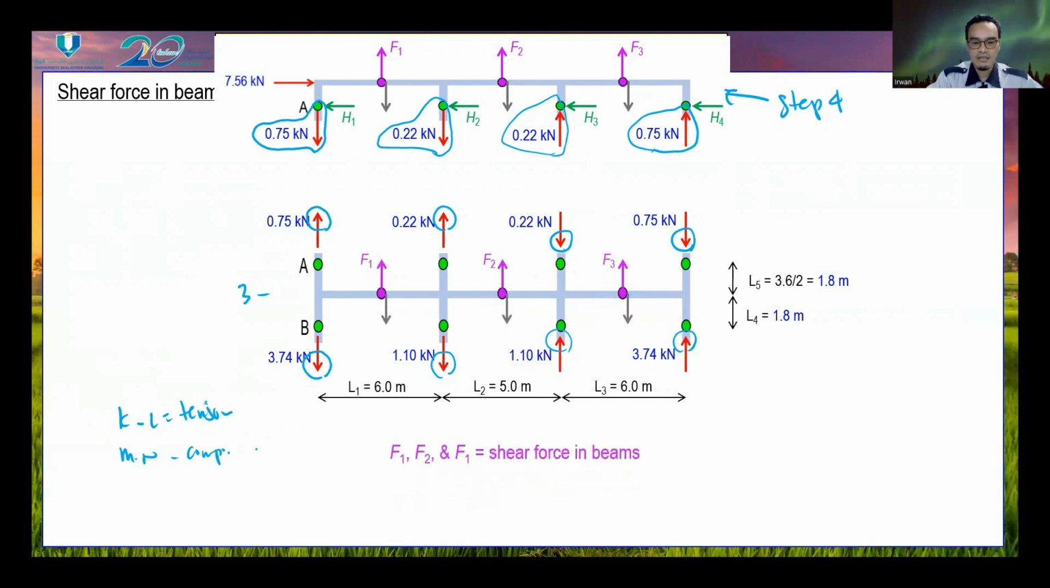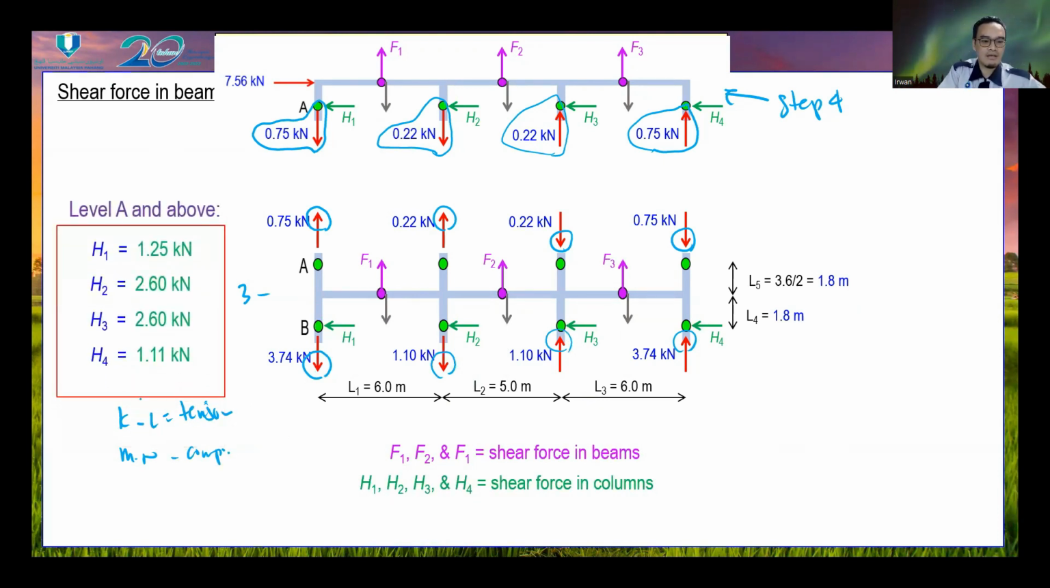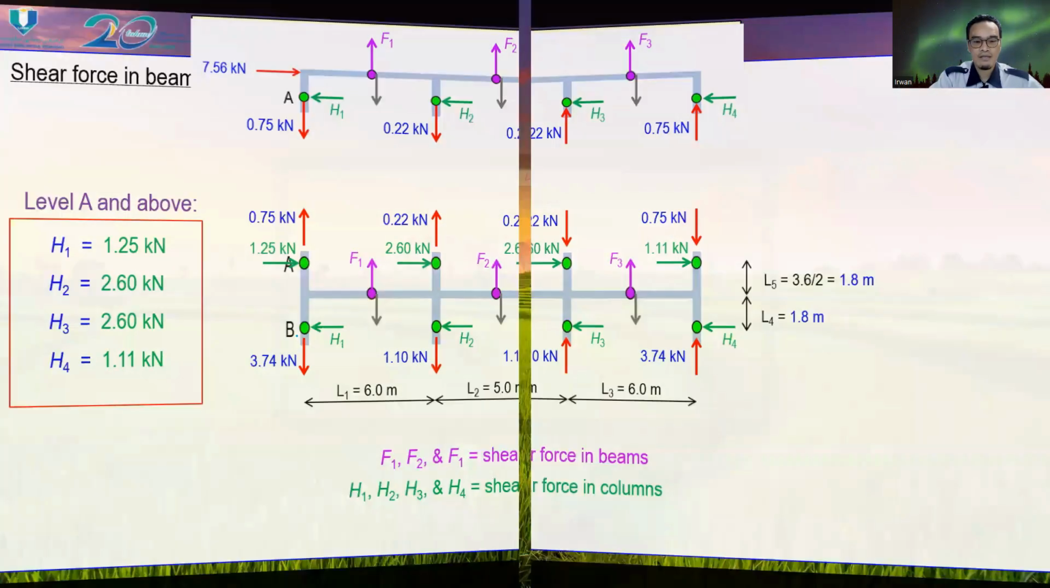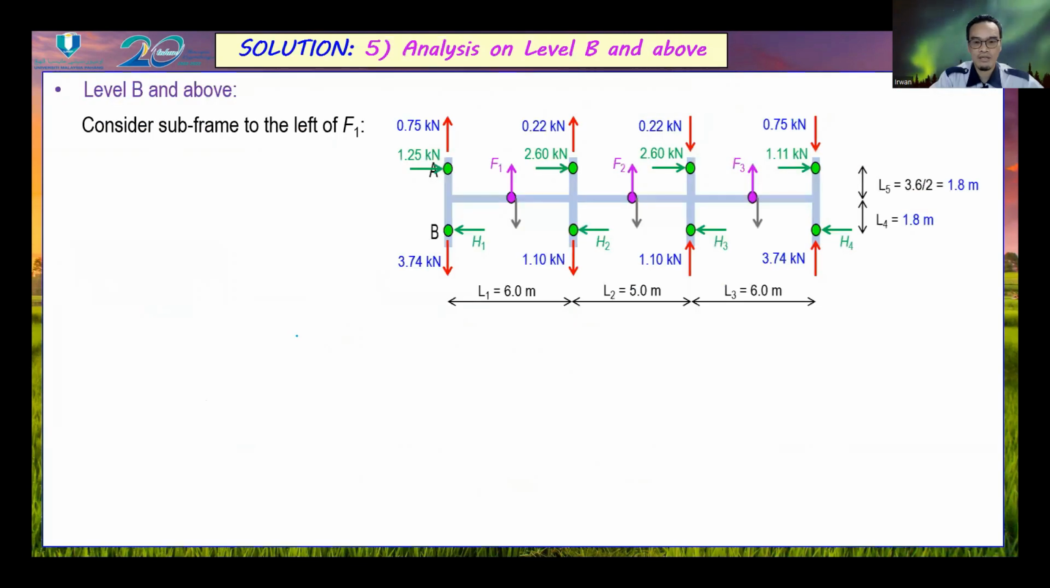Okay, so this is the shear force for beams, and H1 to H4 is the shear force for columns. We use the data we obtained from previous calculations. It will act at the upper column. Next, this is the final diagram that we have to consider.